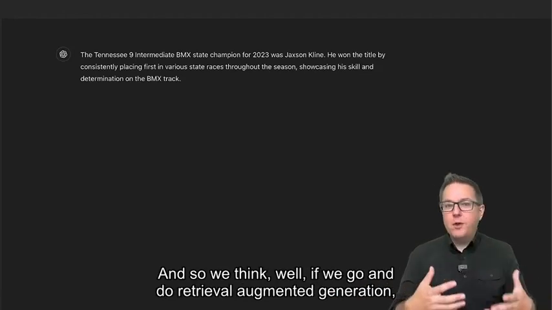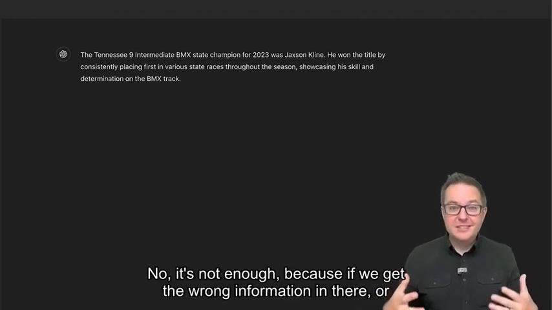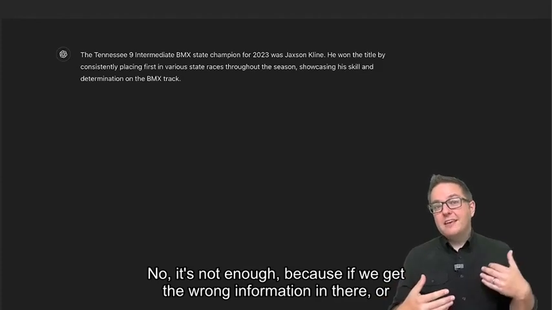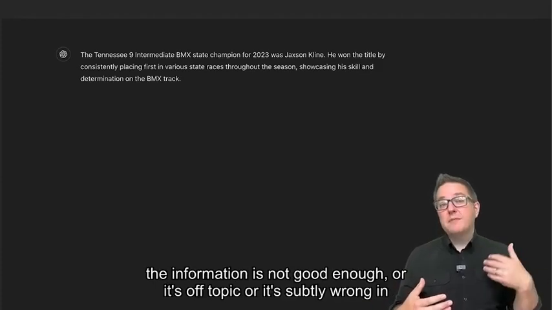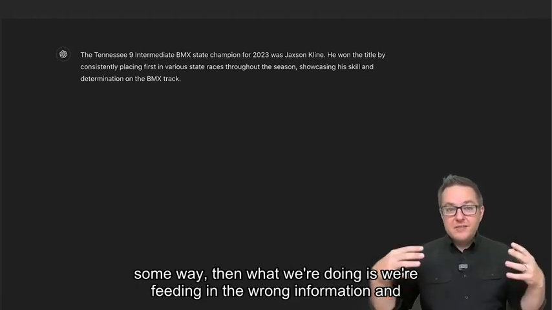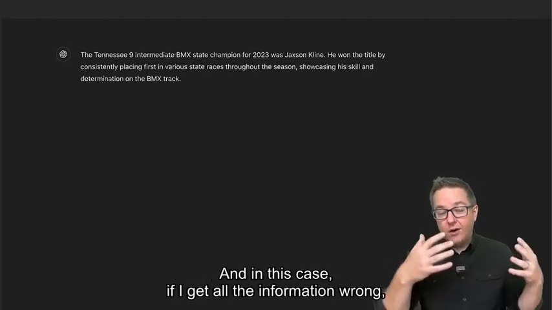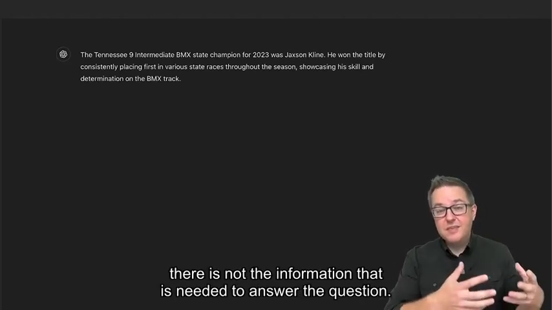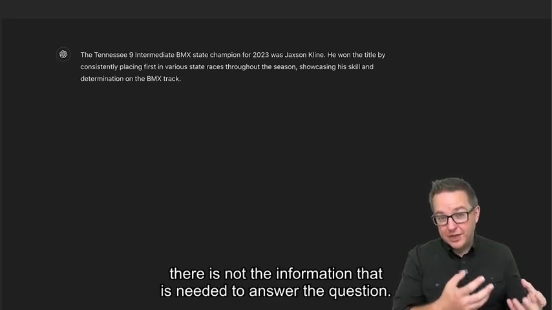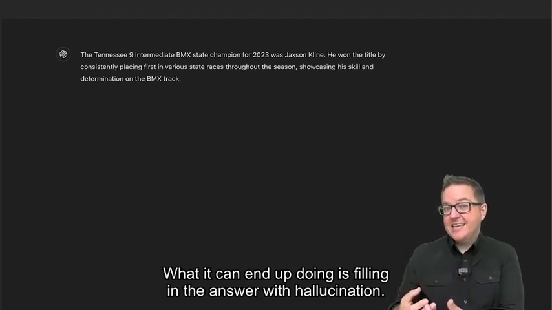And so we think, oh, well, if we do retrieval augmented generation, we're done, right? No, it's not enough. Because if we get the wrong information in there, or the information is not good enough, or it's off topic, or it's subtly wrong in some way, then we're feeding in the wrong information, and we're going to end up with bad output just like we had before. And in this case, if I get all the information wrong, there's not the information that is needed to answer the question. What it can end up doing is filling in the answer with hallucination.